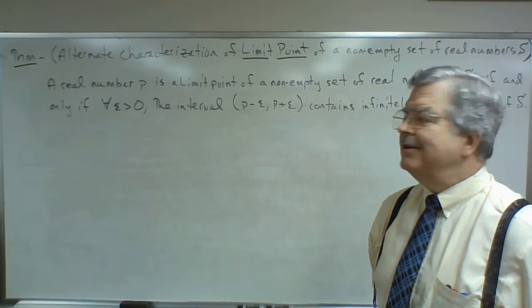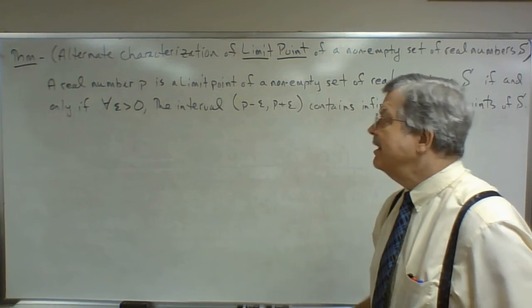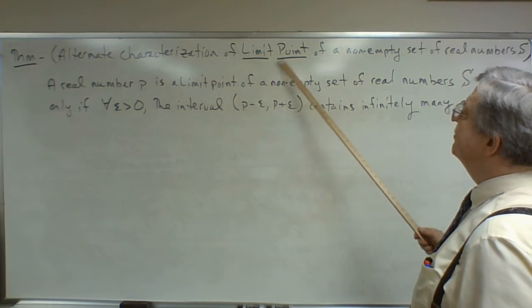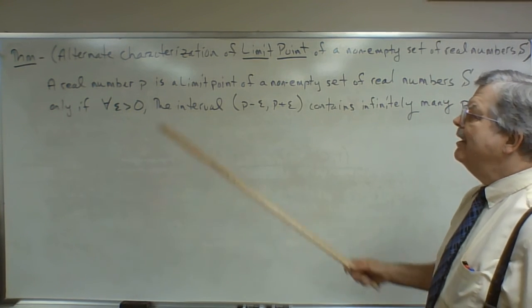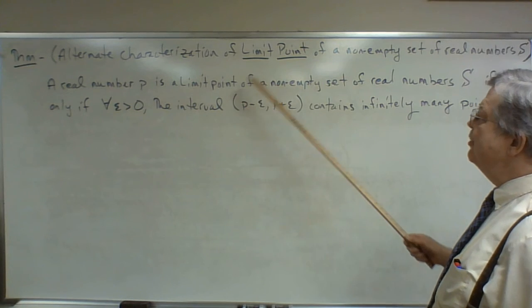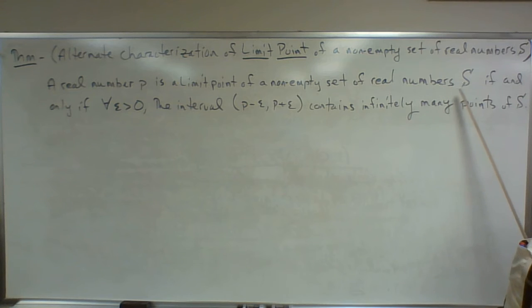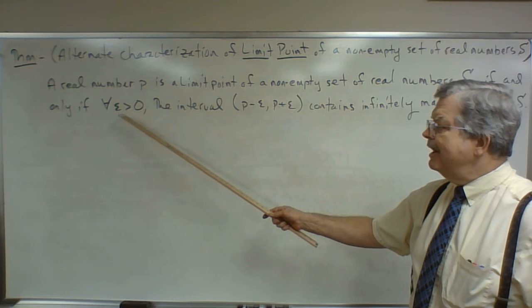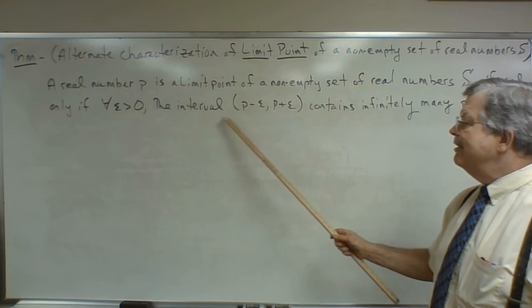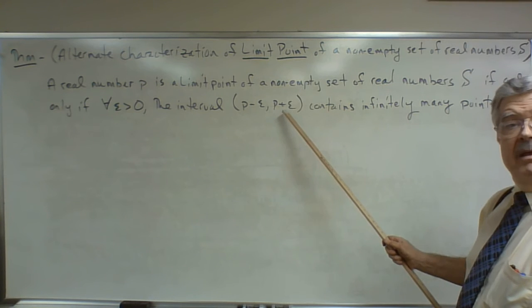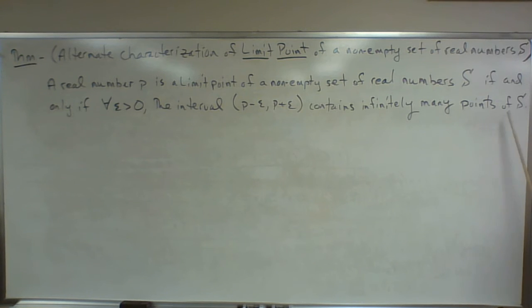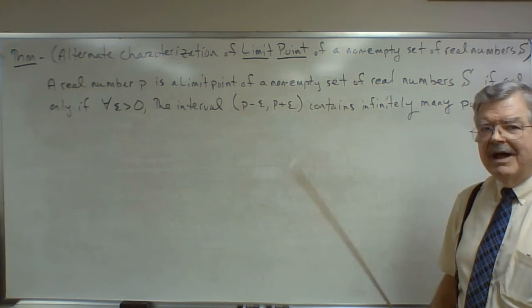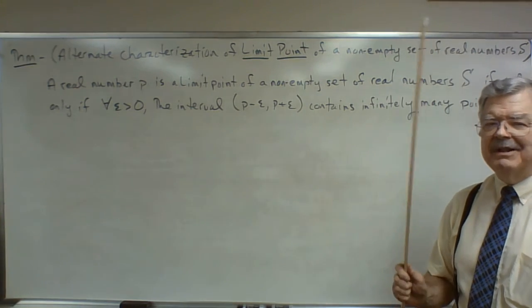Okay, here's a big result of today's lecture. An alternate characterization of limit point of a non-empty set of real numbers S. A real number P is a limit point of a non-empty set of real numbers S if and only if for each epsilon greater than 0, the interval (P minus epsilon, P plus epsilon) contains infinitely many points of S. Not just one point of S, but infinitely many points of S.